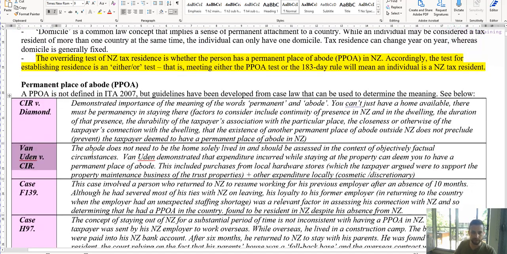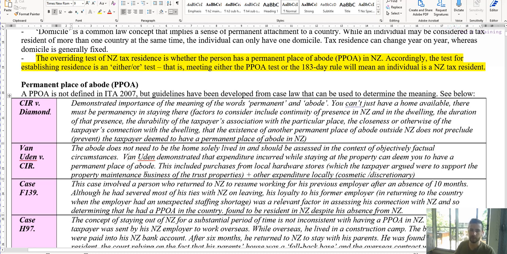Next case is Vanuden versus CIR. So the key outcome of this case is that the abode does not need to be the home solely lived in and should be assessed in the context of objectively factual circumstances. So you could have lived in several homes throughout the year, but you could still be deemed to have a PPOA in New Zealand.